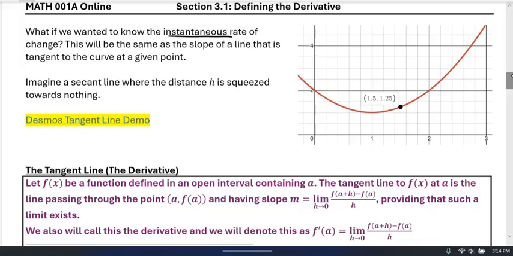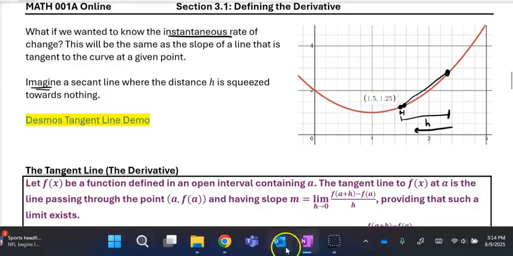So this one says imagine, because you have to use imagination: imagine a secant line with the distance h squeezed towards nothing. On the right here we have a graph with a point, and we have another point over here, and we can draw a secant line between those for that average rate of change. That's a distance of h that's pretty visible. But imagine this distance gets squeezed down to almost nothing, so that h is incredibly small. Maybe a point there and there, almost on top of each other. As you squeeze that smaller and smaller, you get the idea of what we call a tangent line.